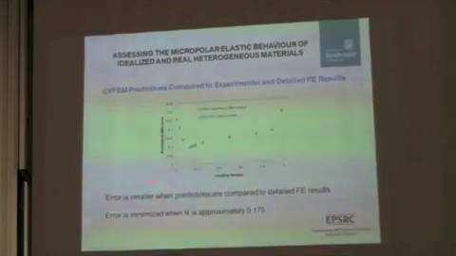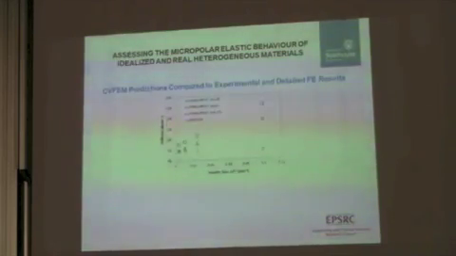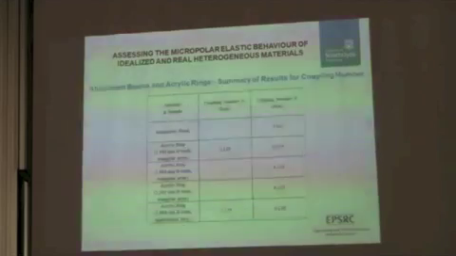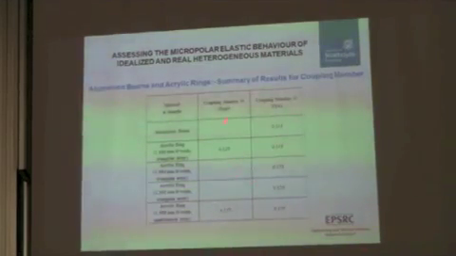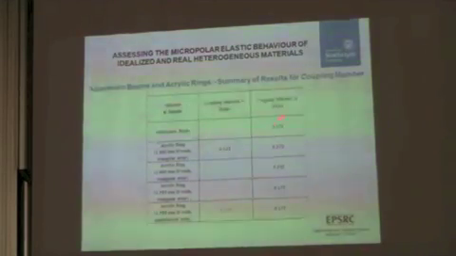And the error is minimised when the coupling number is around 0.175. And if we now compare our predictions with our measurements for that value of coupling number, of course they lie right on top of one another. This table here just summarises the values of coupling number that we've identified.